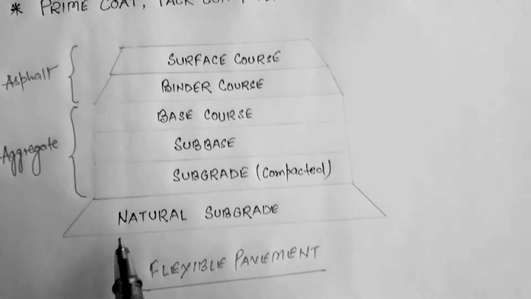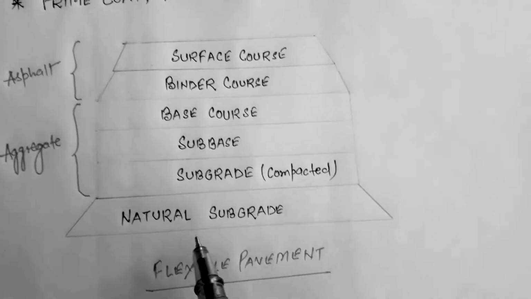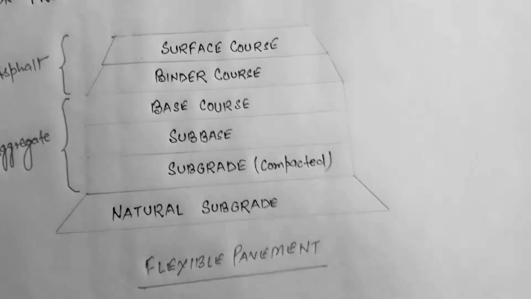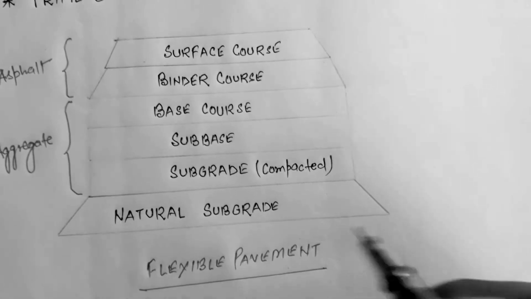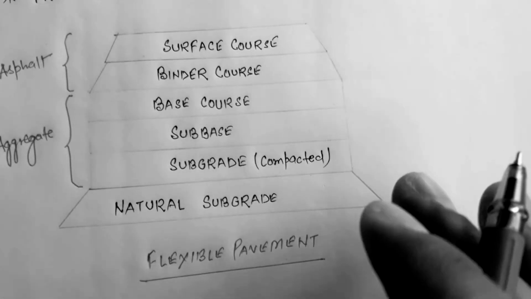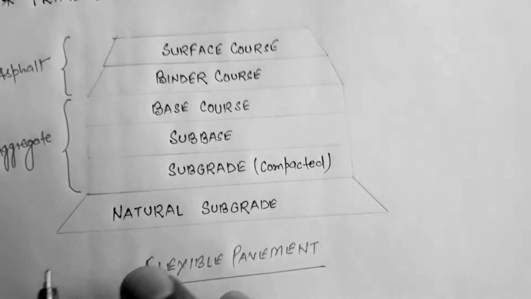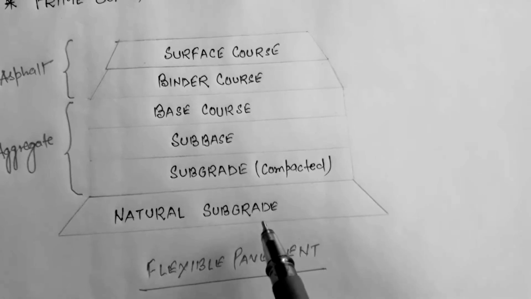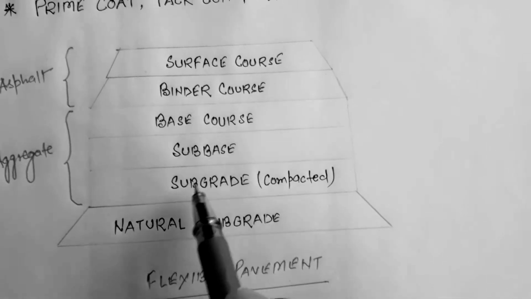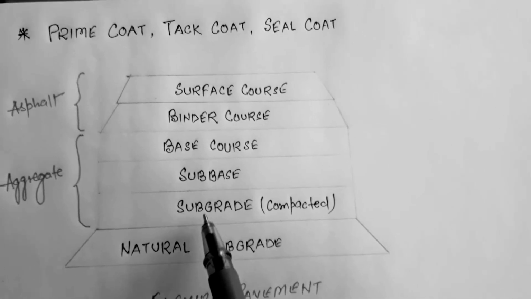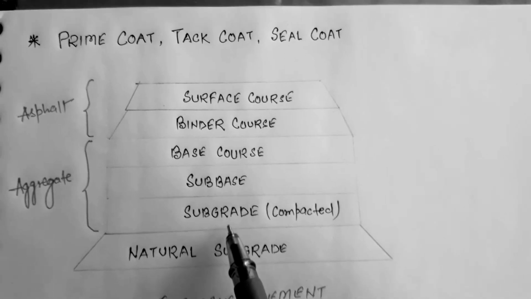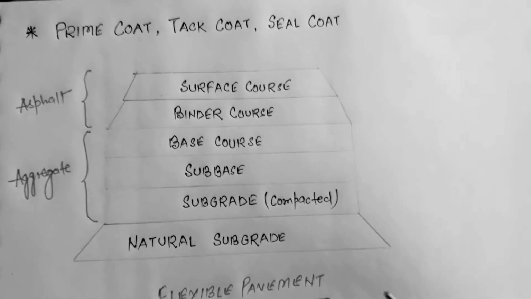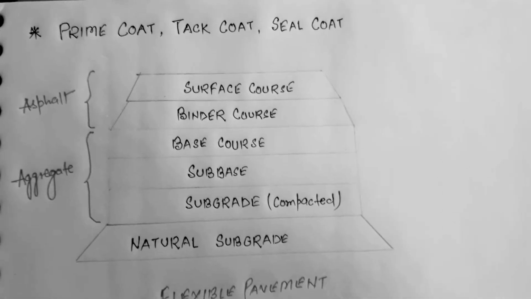Okay, so as you know, natural subgrade is your existing surface, that is the soil which is already available on your earth surface. So this portion is your natural subgrade. In the second part, subgrade, we will use a ballast portion. A bigger size of aggregate is categorized as ballast.